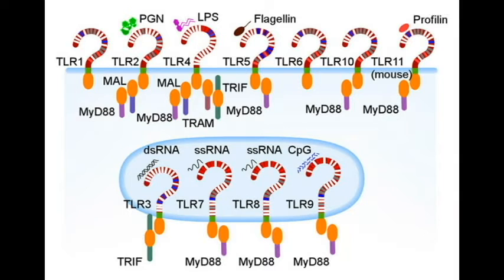As I was saying before, toll-like receptors allow our body to identify foreign bodies or substances.